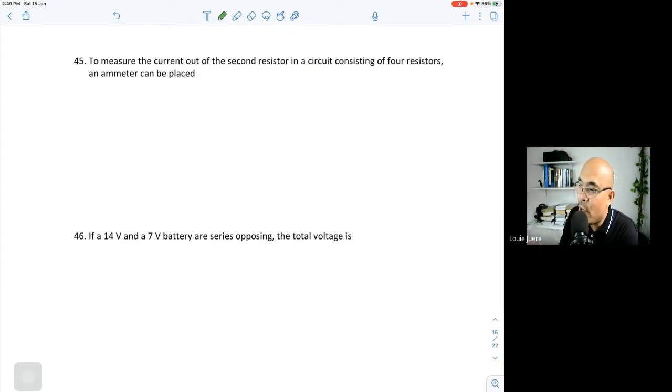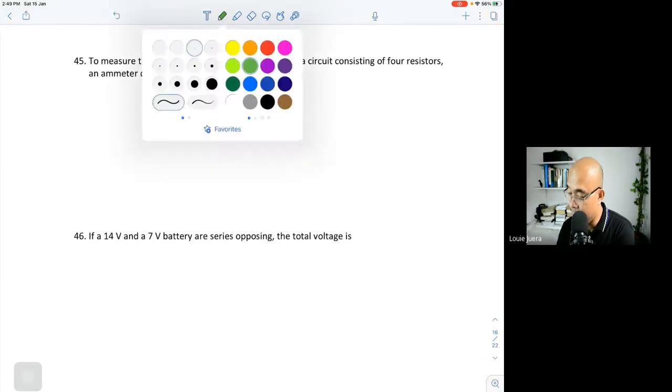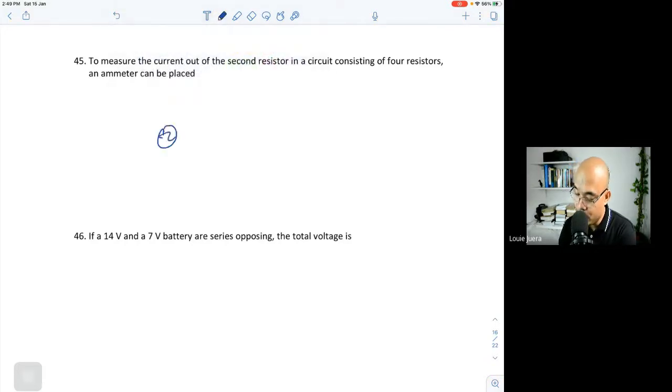Okay, so number 45. To measure the current out of the second resistor in a circuit consisting of 4 resistors, an ammeter can be placed. Oh, this is a very tricky question. To measure the current out of the second resistor in a circuit consisting of 4 resistors, an ammeter can be placed. So take note. In this particular problem, you have a voltage source and then you have 4 resistors.